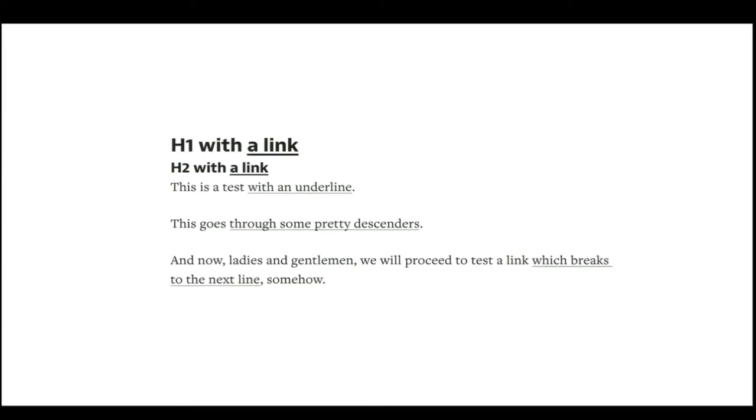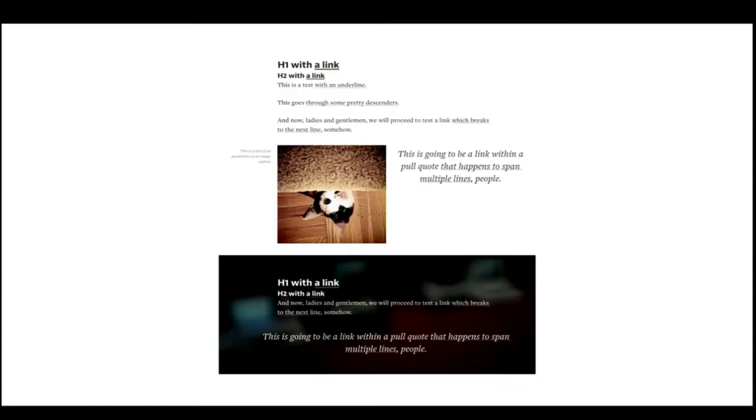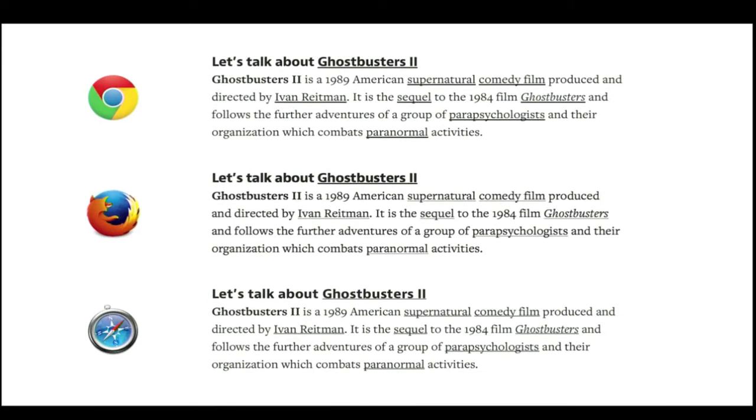We have H1s and H2s, which probably deserve their own style of underlines. We have pull quotes. We have image captions. And a lot of those things on Medium can also appear on dark backgrounds, which means we cannot just naively reverse it. We have to design for white underlines as well. And then there are other browsers. Each browser natively renders underlines very differently, and that's unacceptable to us because we want those underlines to be great under all circumstances.